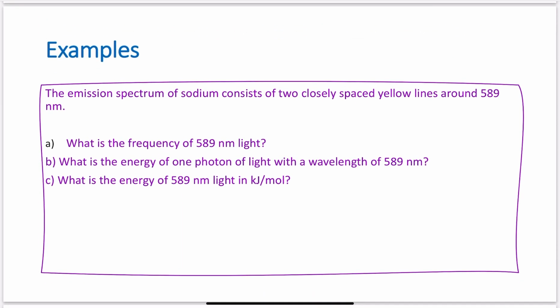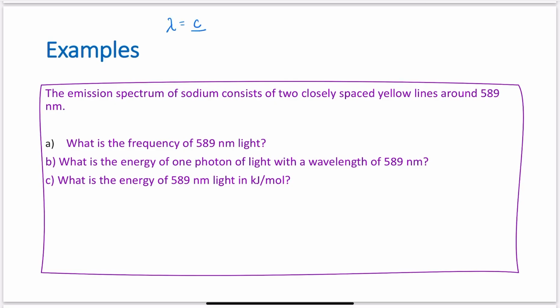What's up next? The emission spectrum of sodium consists of 2 closely spaced yellow lines around 589 nanometers. What is the frequency of the light? What is the energy of 1 photon of light with a wavelength of 589 nanometers? And what is the energy of this light in kilojoules per mole? Let's figure it out. First up, my frequency.